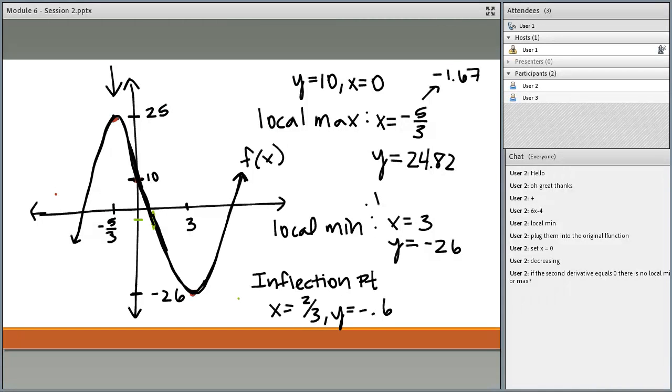Yes, so you're correct. If we had a second derivative that equals 0 everywhere, that means that the first derivative would have had to be constant, or excuse me, the original function would have had to be linear, which means there is no local max or local min. You are correct.